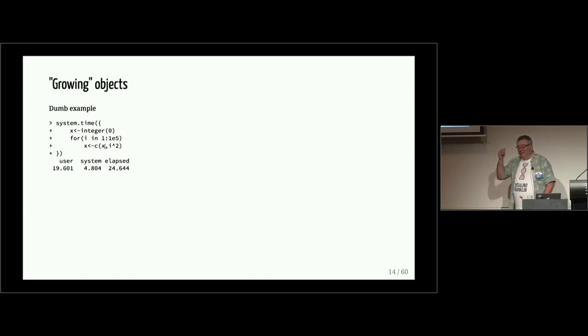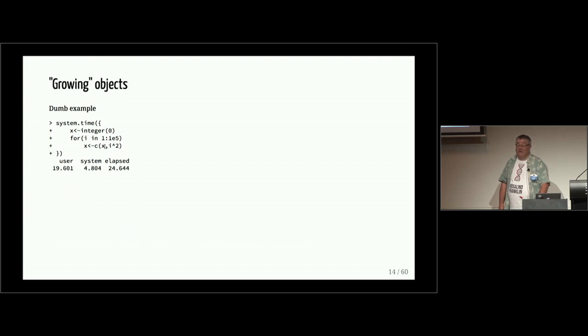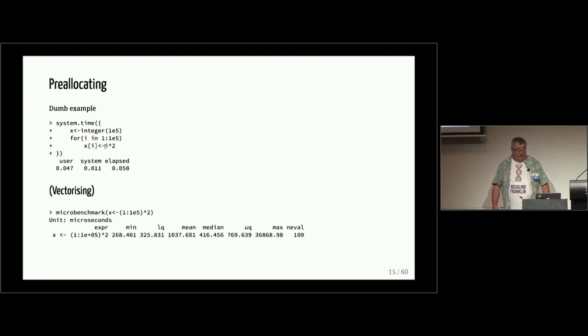Now relatively few people would actually write this code, but you do get the same sort of thing happening with less trivial examples, as I'll show soon. But if we look at the dumb example, that's taking 25 seconds. If we pre-allocate the space, let's say we're going to have a vector of length 100,000, and then we just stick in the first element, the second element, and so on all the way along, that's taking about a 20th of a second, so it's about 400 times faster.